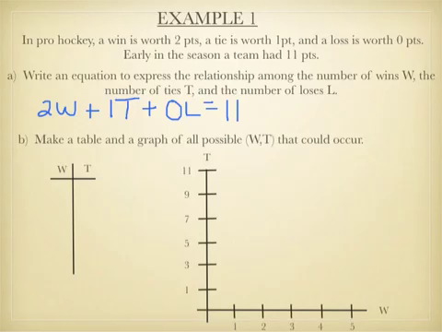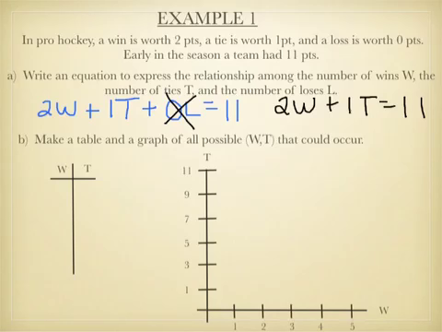Okay, now wait a second. Here's the problem. Right now that equation is not linear, right? Because it has 3 variables. But what variable do I not really care about? The 0, right? 0 losses, that just cancels out. So really my equation should look like this. 2w plus 1t equals 11. Okay, that's my linear equation. That's a linear combination problem. That's a linear combination of w and t.